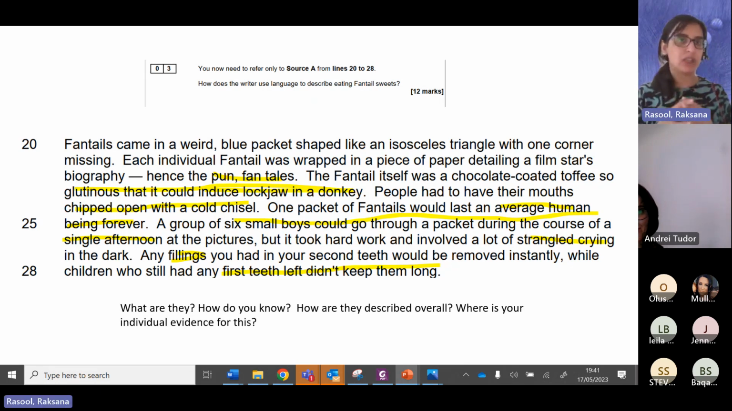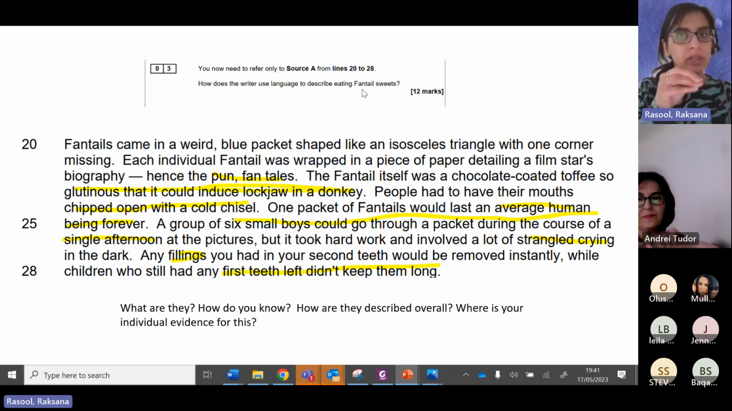I know I've kind of rushed this because we did language for question paper 1 as well. And it's the same thing. What you do for paper 1, you would do in paper 2. Don't be tempted to look at the first technique you see. Look at that technique and say, does it describe eating fantails?